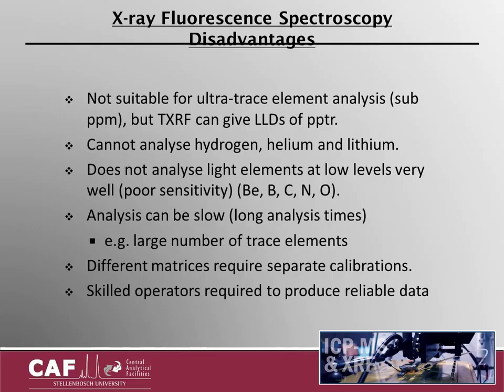It cannot analyze hydrogen, helium, or lithium. It does not analyze light elements at low levels very well. It has a poor sensitivity for beryllium, boron, carbon, nitrogen, and oxygen. The analysis can be slow with long analytical times, especially for a large number of trace elements. Different matrices require separate calibrations, and a skilled operator is required to produce reliable results.